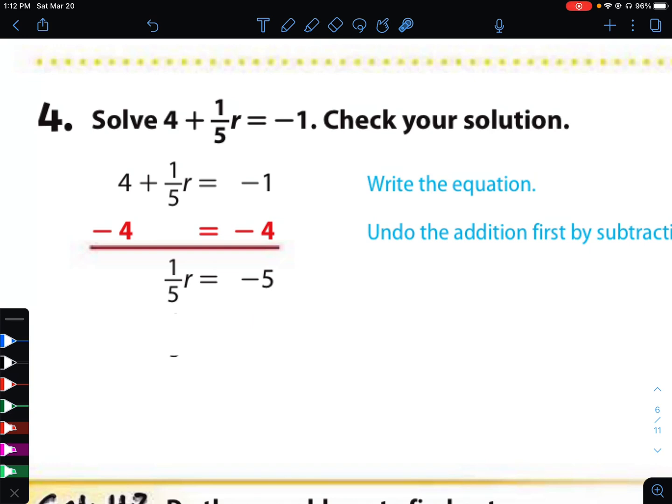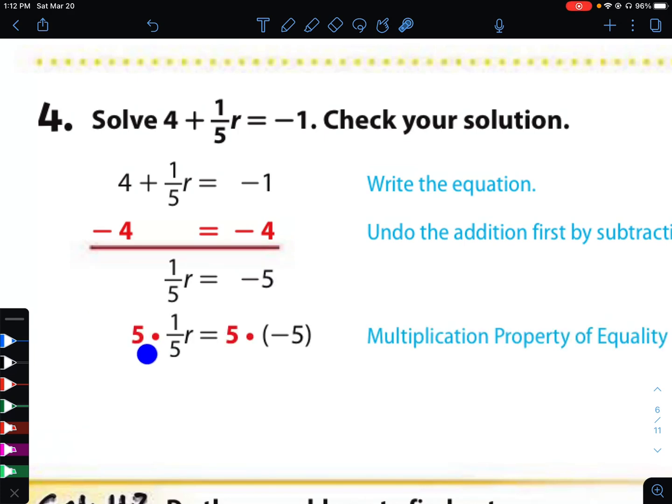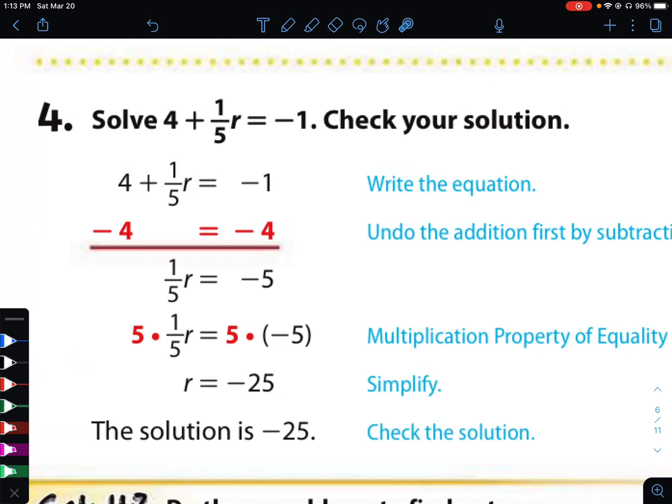Now, from our last lesson, which is lesson 3, regarding rational coefficients, we know that to undo 1/5 we multiply both sides by the reciprocal of 1/5. And we know that the reciprocal of 1/5 is 5. So we multiply both sides by 5, which is the reciprocal of 1/5. The 1/5 goes away because this is equal to 1. We bring down the r. We know that a positive 5 times a negative 5 equals negative 25. So the solution is r equals negative 25.